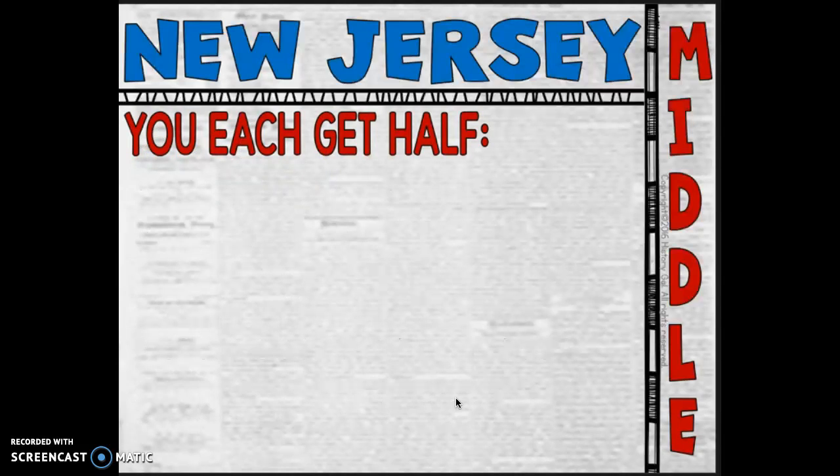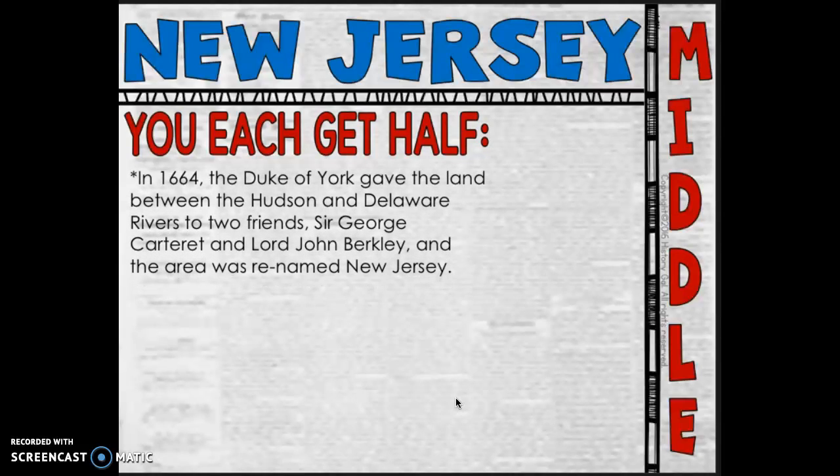So what had happened was, in 1664, the Duke of York gave the land between the Hudson and the Delaware rivers to his 2 friends, Sir George Carteret and Lord John Berkeley, and the area was renamed New Jersey. So essentially, the Duke of York had this huge piece of land that was the combination of New York and New Jersey, and instead of having it all for himself, he wanted to share with his friends. So he split the area between him and his friends, and then they renamed it New Jersey.